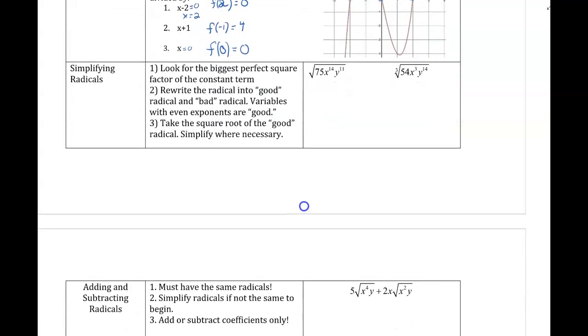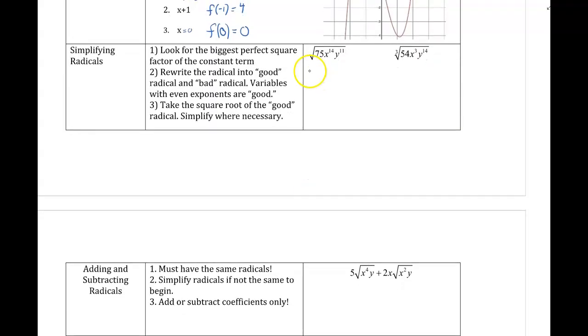When we simplify radicals, anything that's not a perfect square, we want to split it up. We would want to find the largest perfect square that divides evenly into 75. That would be 25. 25 and 3. X to the 14th is an even exponent, which means it's a perfect square. Our even exponents are perfect squares because they're divisible by our index, which is 2.